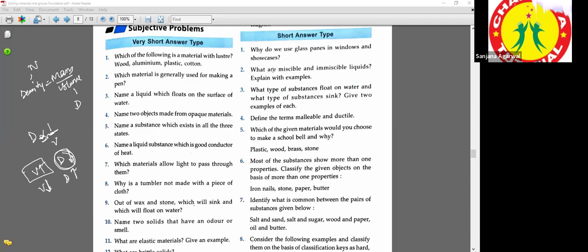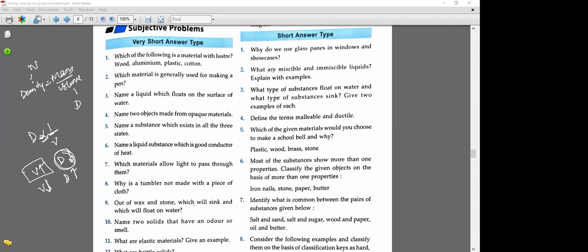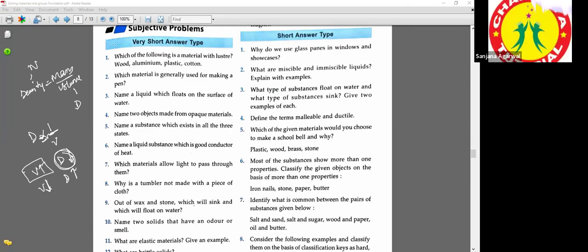Fifth. Brass. Why? Ma'am, because when it is rung, it will sound more than the other materials. The property of metals that when they are struck they make a sound is called sonorous. Like if you ring the bell in the temple.